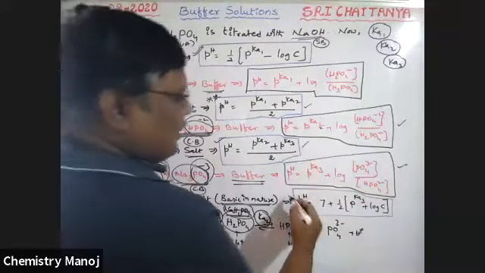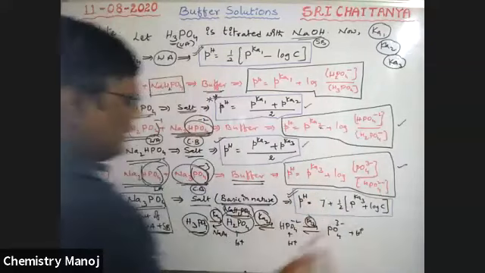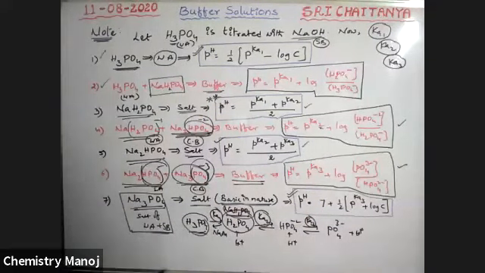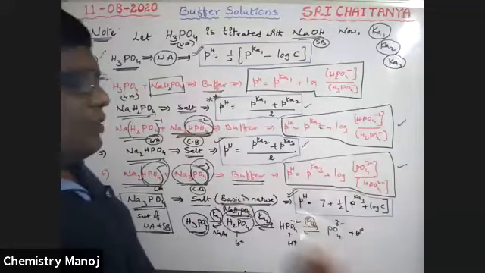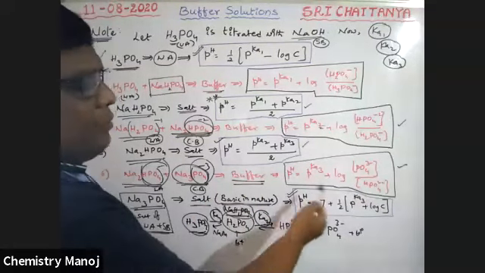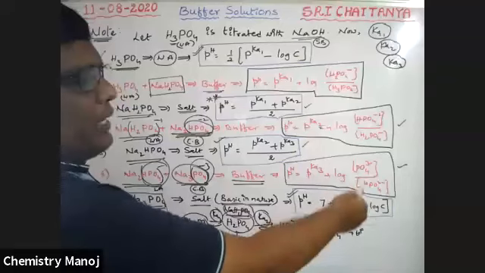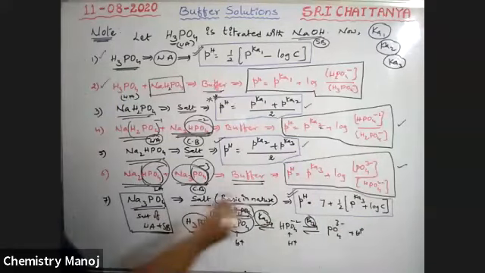Salt hydrolysis condition is applicable. During salt hydrolysis, in the case of a salt of a weak acid and a strong base, the pH is greater than 7. The pH is calculated like this: pH is equal to 7 plus 1 by 2 (pKa3 plus log C), because the hydrolysis constant condition is applicable.